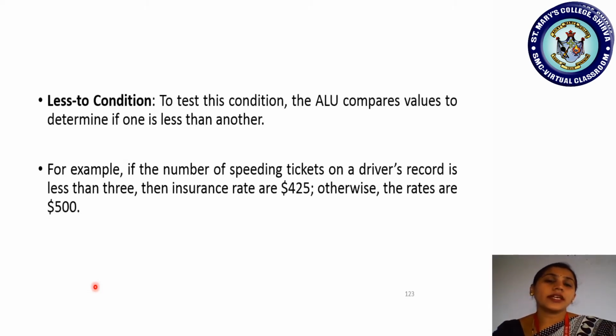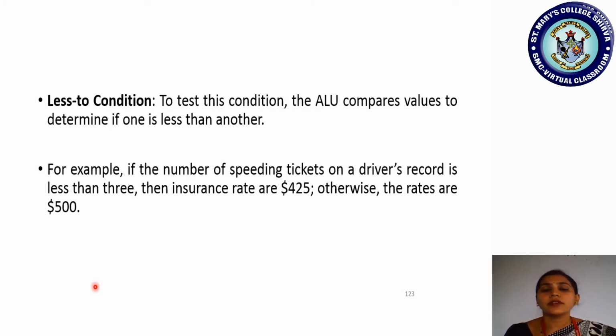What is this second condition? One was the equal condition. To test this condition, the ALU compares values to determine if one is less than the other. So among two conditions, it tries to check whether one of them is less than another. For example, if the number of speeding tickets on a driver's record is less than 3, then the insurance rate is rupees 425. Otherwise, the rate is rupees 500.